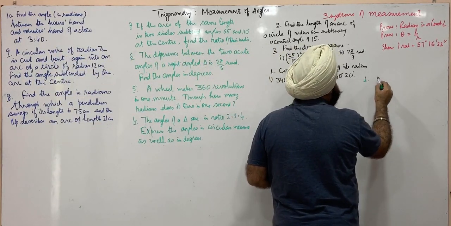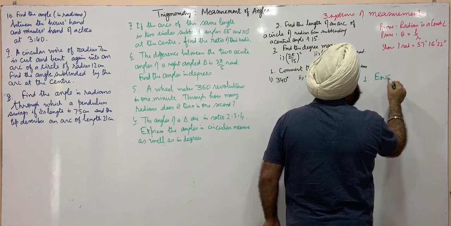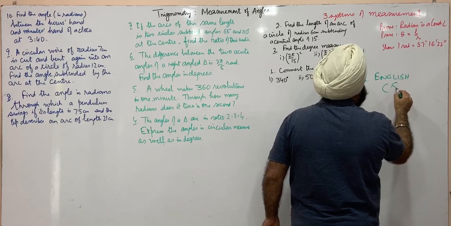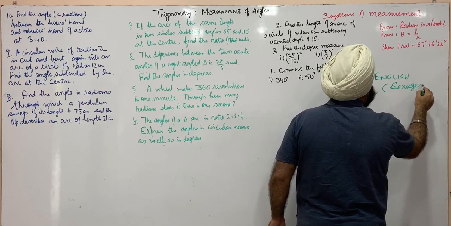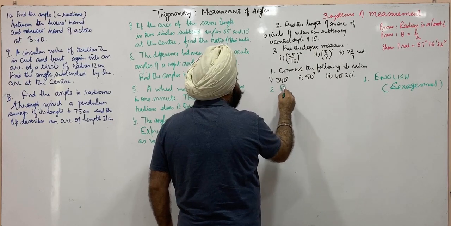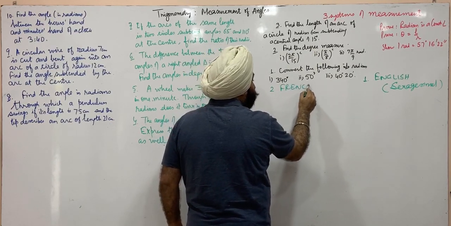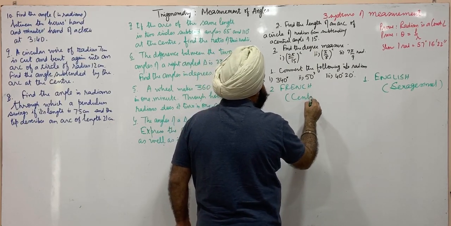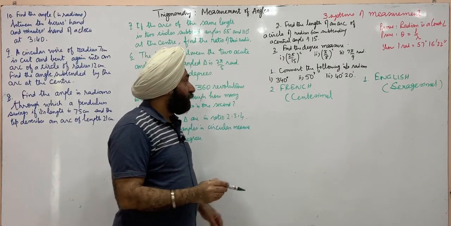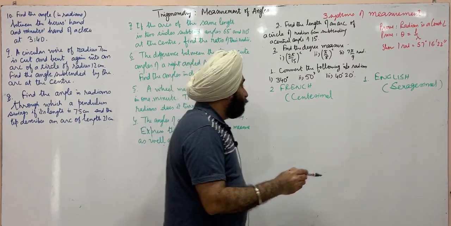We have three systems of measurement. First, the English system or the sexagesimal system. Second is the French system or the centesimal system. And third is the circular system. Let us discuss these systems.